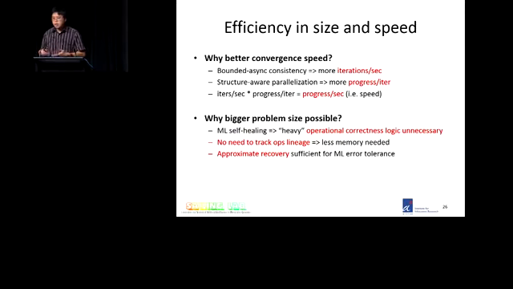And now, why are bigger problem sizes possible? I think the answer here is that with the ML self-healing property in these iterative convergent problems, certain kinds of operational correctness logic, such as exact backups or exact lineage tracking, are not necessary. So you have data structures that are more lightweight, approximate recovery is sufficient for making these problems work, and you allow larger problem sizes on a given amount of memory.